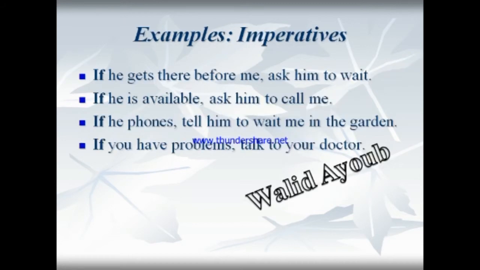We can express conditional sentences of type 0 using imperatives. Notice in the following sentences, the main clause always starts with the verb. And by now you know that a sentence that starts with the verb is called an imperative sentence. If he gets there before me, ask him to wait. Ask him to call me. Tell him to wait. Talk to your doctor. As you notice, all of these main clauses start with the verb, and this makes them imperative sentences.